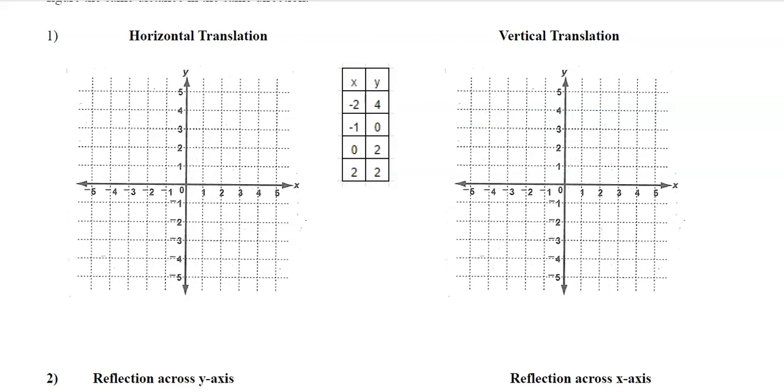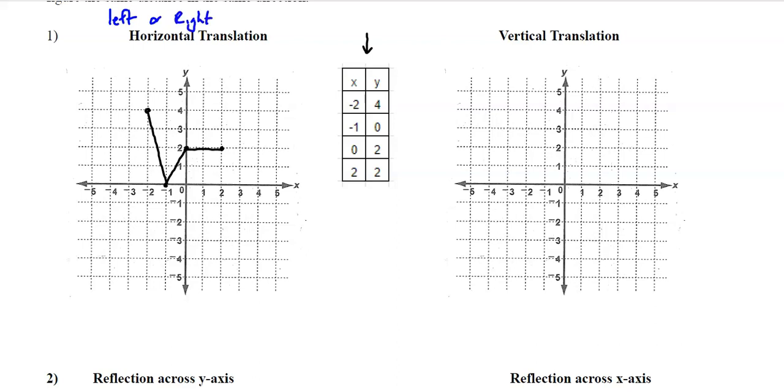So our original shape, let's use this table over here on the right. Let me plot these points: -2, 4, and -1, 0, 0, 2, and 2, 2. And I'm going to connect these to make some sort of a pattern here. So there's our graph, there's our shape that we're dealing with. And let's do a horizontal translation. So horizontal basically means we're either going to be going left or we're going to be going right.